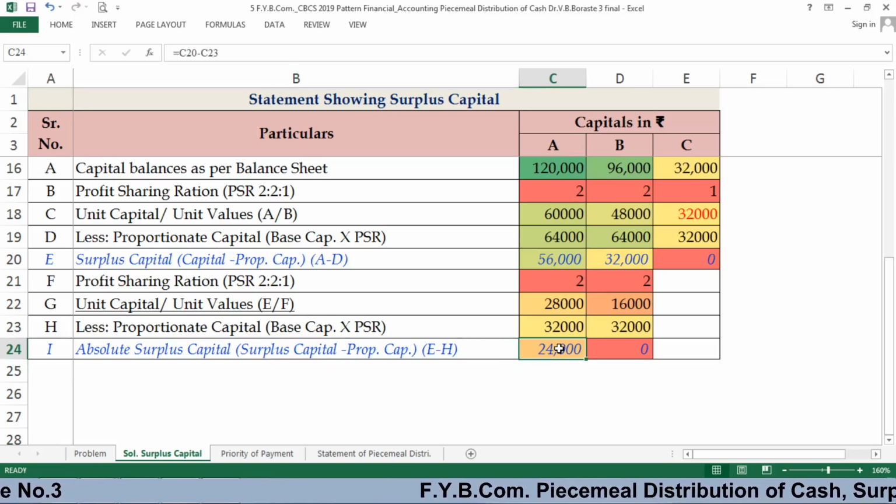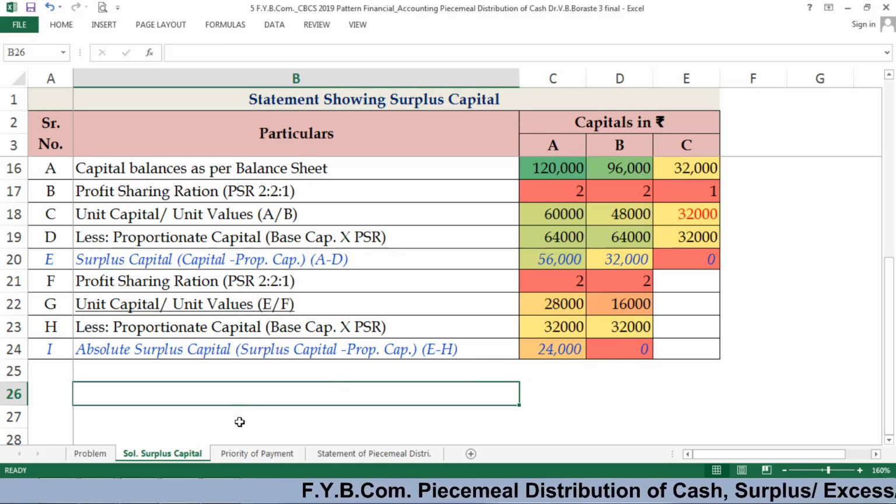So now we got the absolute surplus capital of Mr. A, that is 24,000, and the surplus capital of Mr. A 56,000 and B 32,000. In this way you can calculate the statement of surplus capital, absolute surplus and surplus.